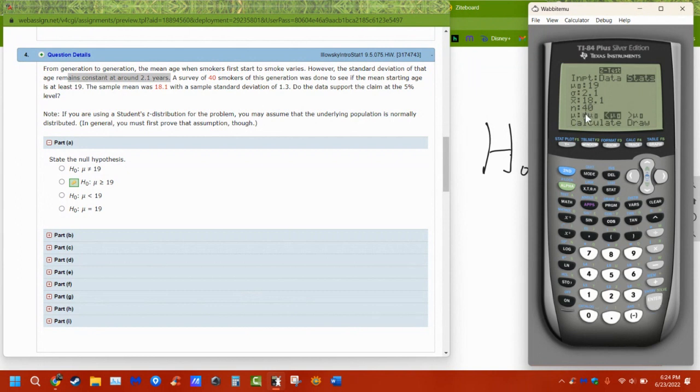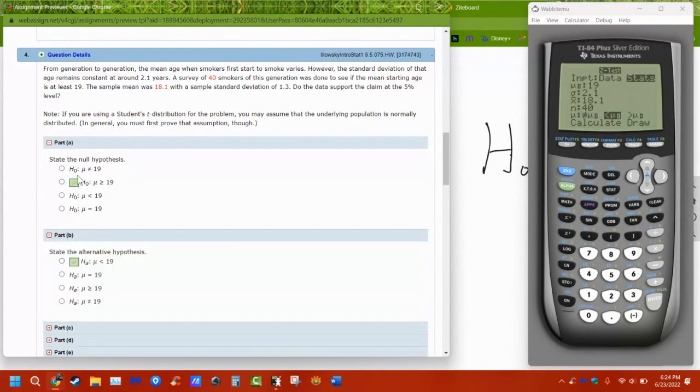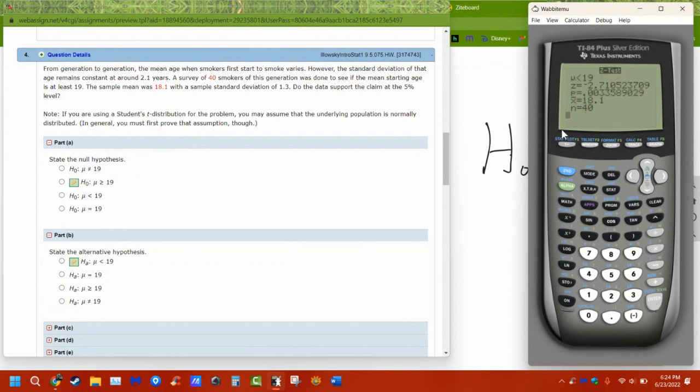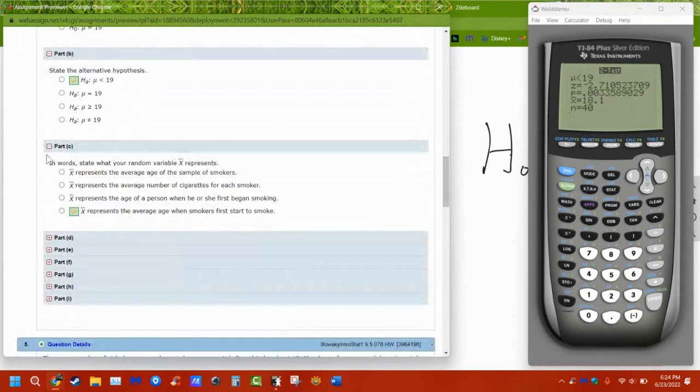And from now, we really have to care about what is the alternative. Here it says we want to believe it is at least 19. At least means greater than or equal to. So that's why it's this. Part B is going to ask us what's the alternative. This is important because we need it to solve this one. So you make sure that the right one is highlighted and click enter to make sure it's selected. I want less than, so it's less than. And then I go to calculate and it gives me my answers. Here is my test statistic. Here is my p-value. They ask you what x bar means.